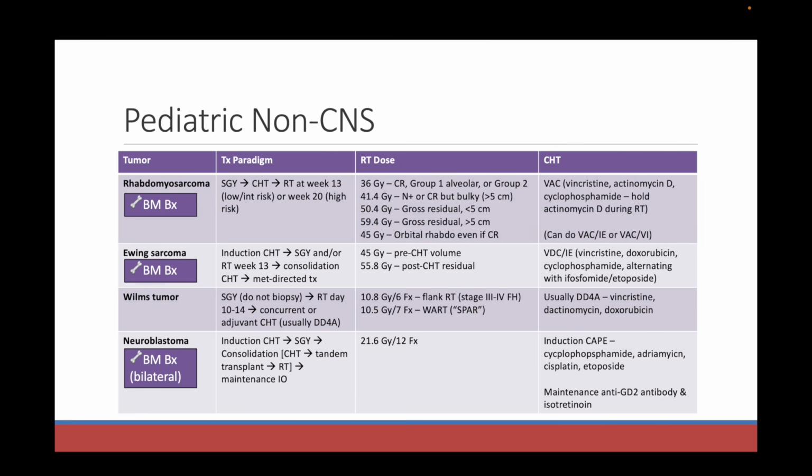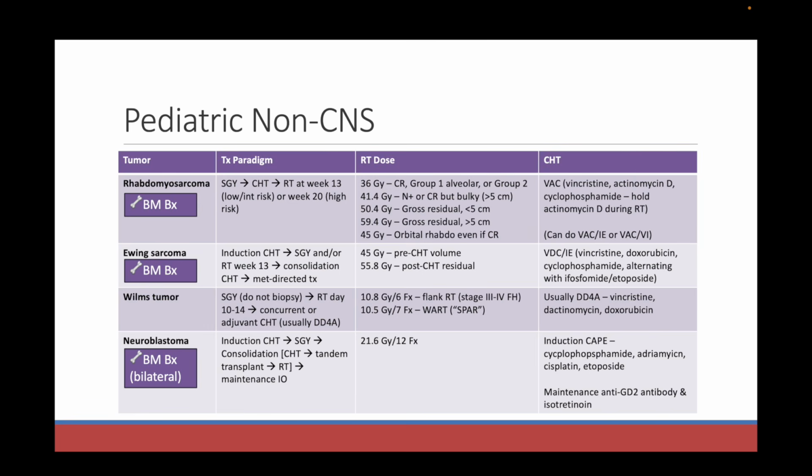Ewing sarcoma follows a very similar paradigm, except they don't get upfront surgery. They actually get induction chemo with VDC-IE. And then at week 13, you look to see if they're going to get local therapy with surgery and or radiation.